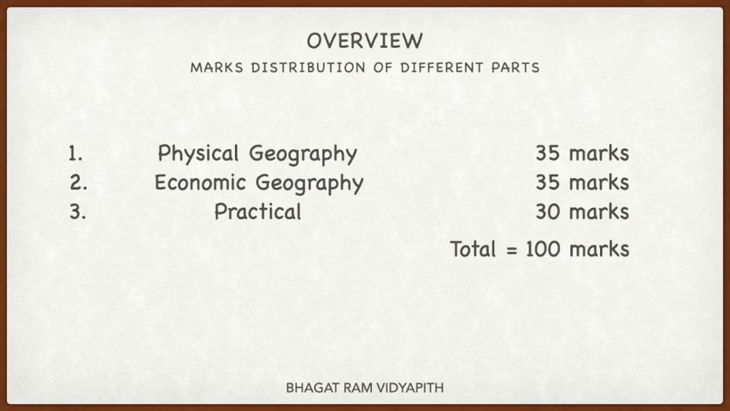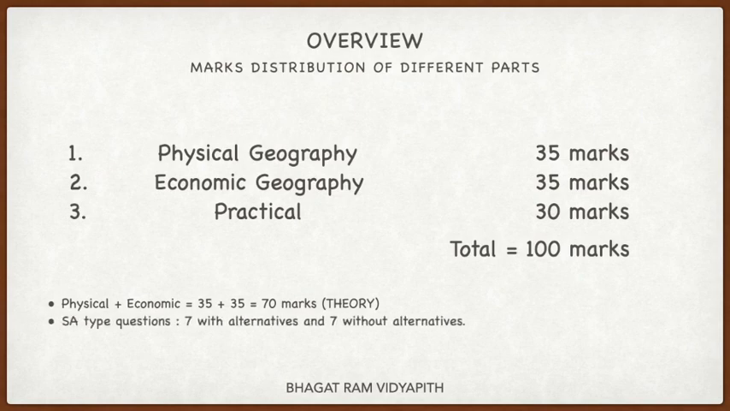One thing we should keep in mind is that physical and economic geography, which is 35 plus 35, 70 marks, is the theory part. Short answer questions: 7 questions will have alternatives and 7 will be without alternatives. In total, we will be having 14 short answer type questions, out of which 7 will contain options.